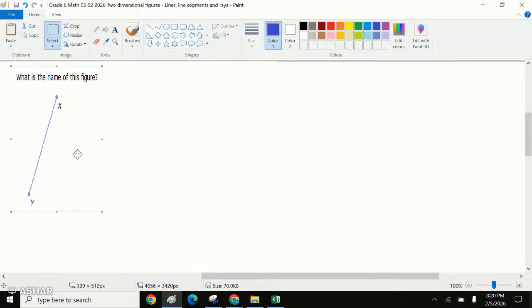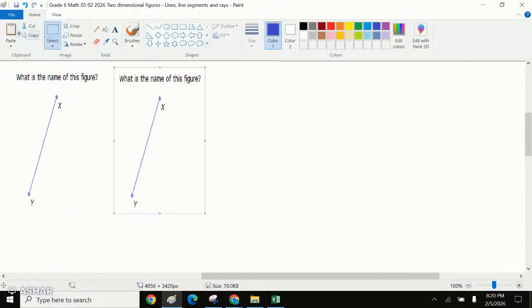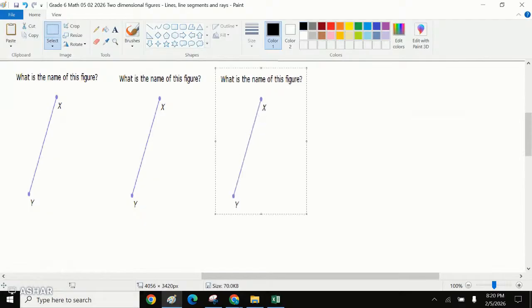Okay, this is our question number 10. I'll make another copy, question number 11, and another copy, that is question number 12. Let me highlight this first. Question number 10, question number 11, and question number 12.